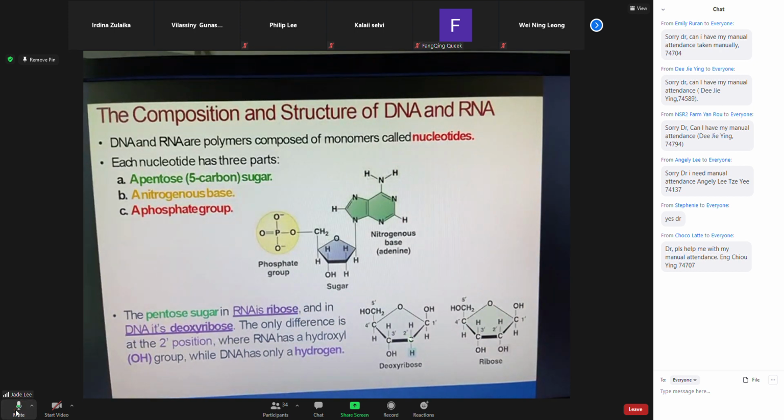Yes, doctor, the carbon 2 here. That is why RNA is called ribonucleic acid, whereas DNA is called deoxy, because one oxygen is gone at carbon 2 and replaced by hydrogen, whereas in RNA it is attached to the hydroxyl group. That is the major difference between RNA and DNA. So far okay? Yes. So, what are the three main components of RNA and DNA?